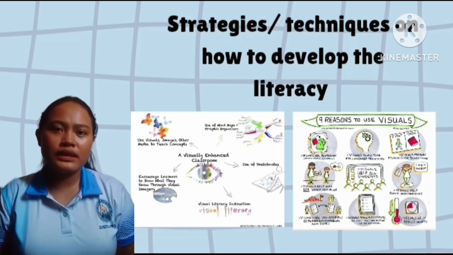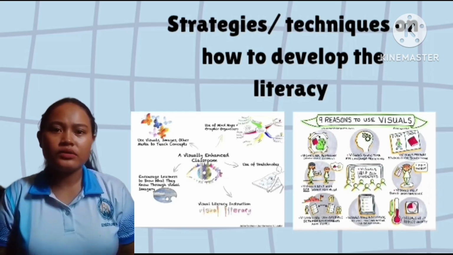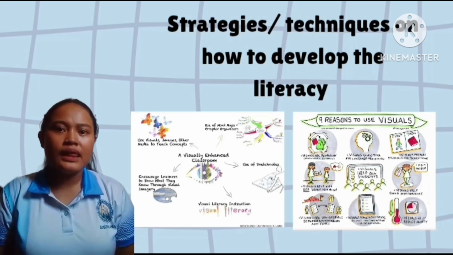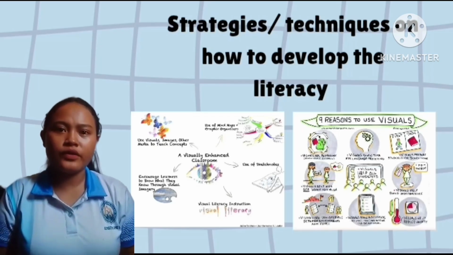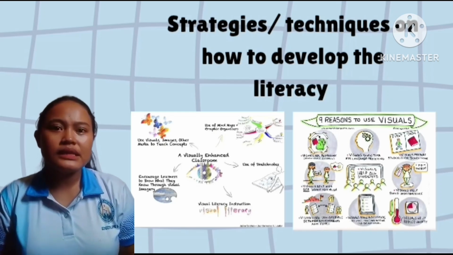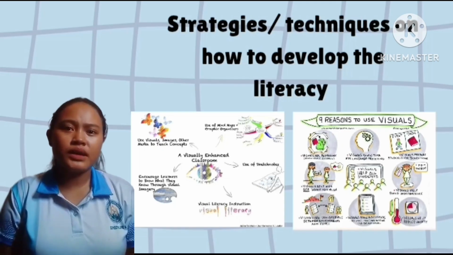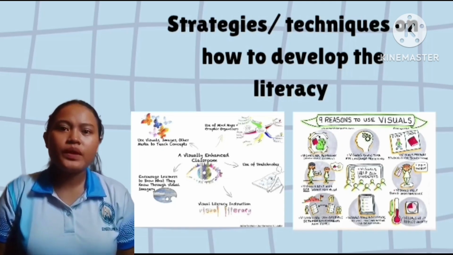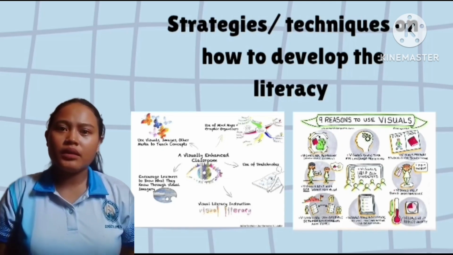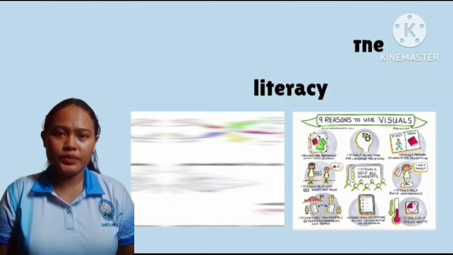Fifth is visual literacy in instruction. The students are taught how to read and create visuals, like charts, posters, and infographics. It builds critical thinking and communication skills since visuals are used everywhere today. Together, this would make a visually enhanced classroom, which is useful because it makes lessons clearer, more engaging, and easier to remember.